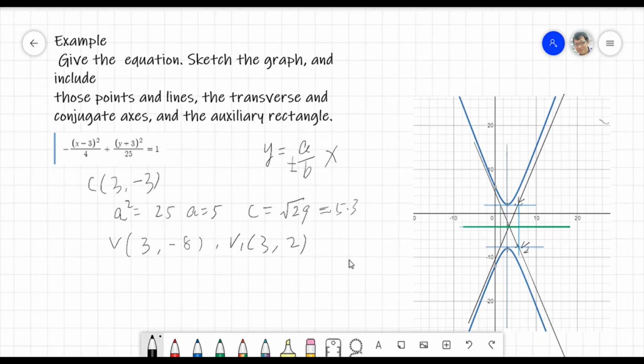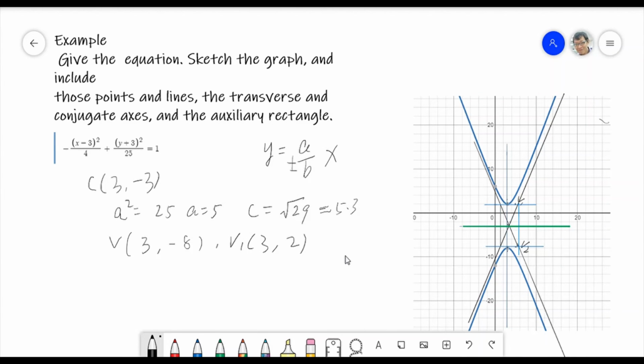So, what else? What are the foci? The x is also always the same, but here it should be a little complicated. Here the center is negative 3 minus the square root of 29. Another one is 3, negative 3 plus the square root of 29. Oh yeah, so it is two points.